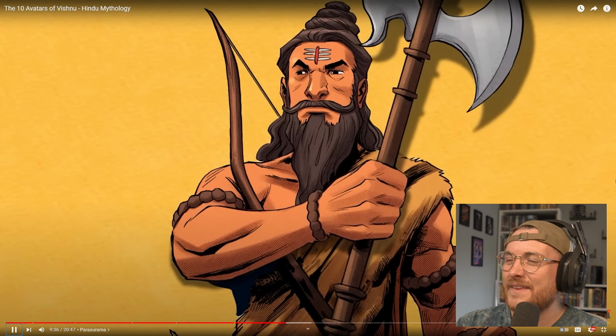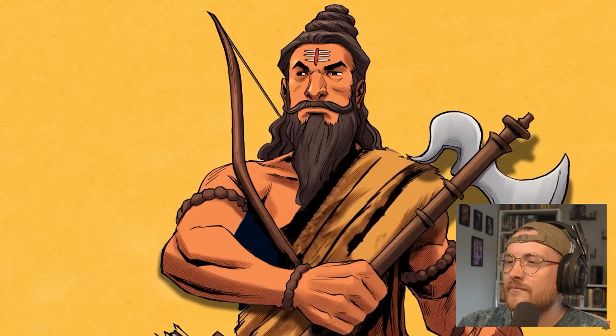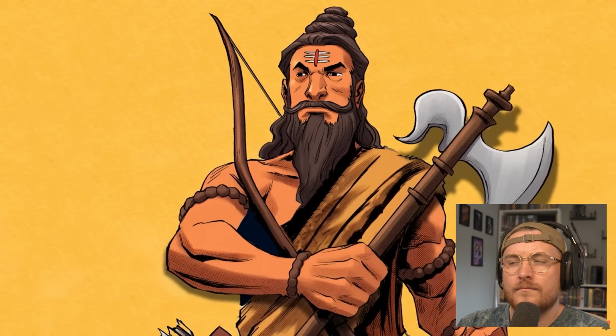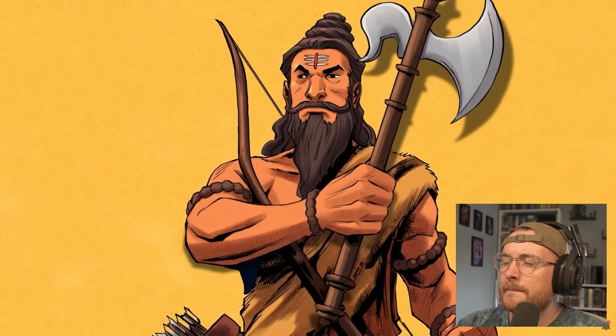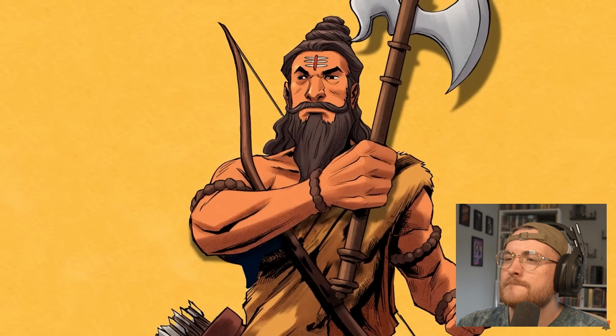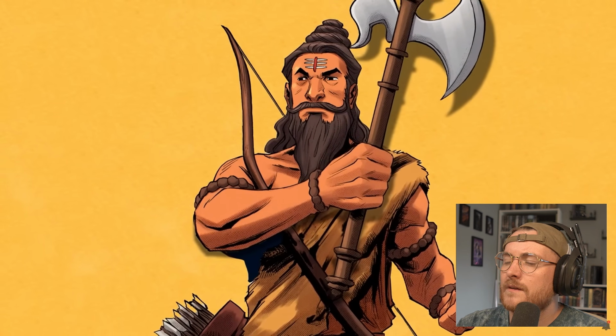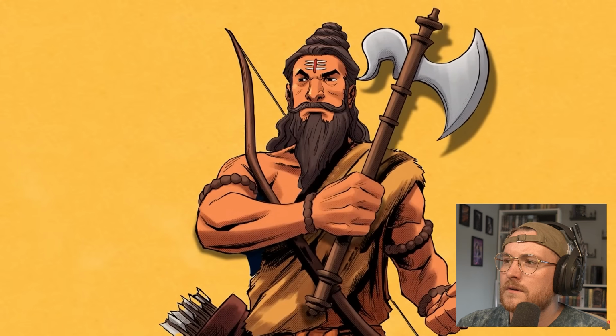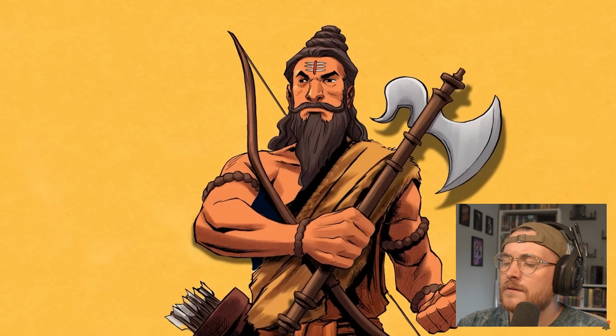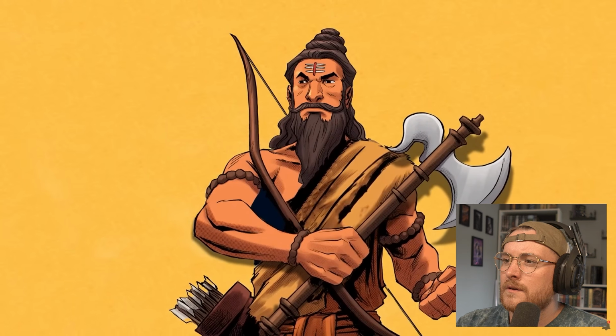All right, next one. Parasurama is the 6th avatar of Vishnu in Hindu mythology. He was born to sage Jamadagni and his wife Renuka. Parasurama was known for his exceptional talents as a Brahmin warrior and his unwavering devotion to Vishnu. Often depicted with an axe, Parasurama used it to defeat and destroy the forces of evil. During Parasurama's time, the world lived under the tyranny of the Kshatriyas, who neglected their duties, exploited the people, and disrespected the sages and Brahmins.